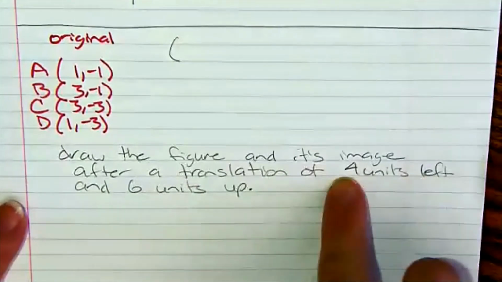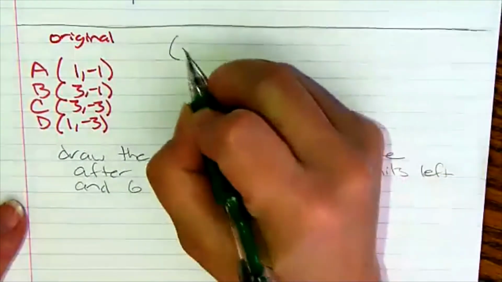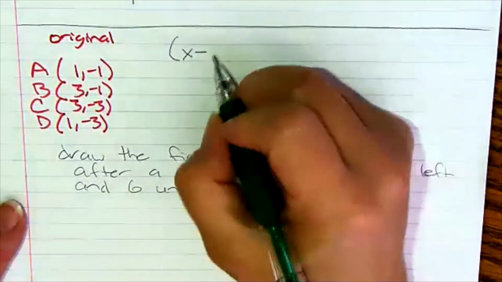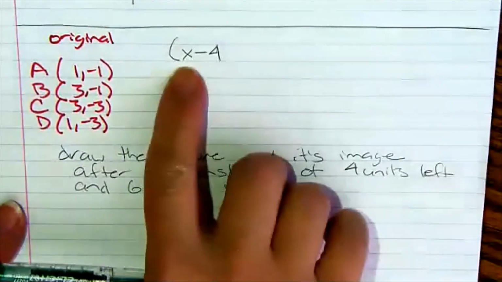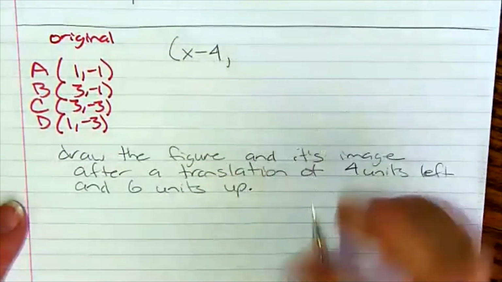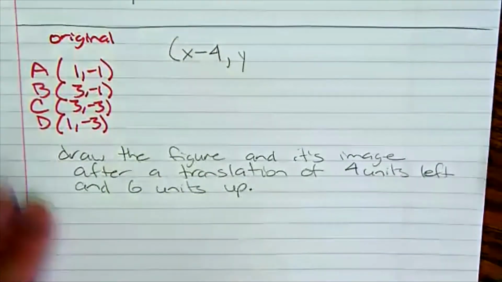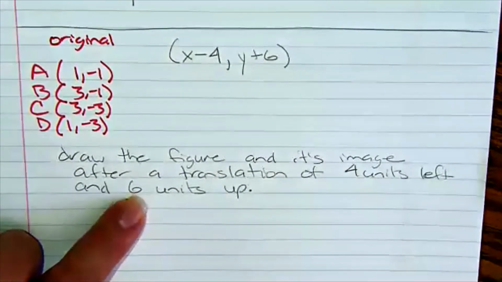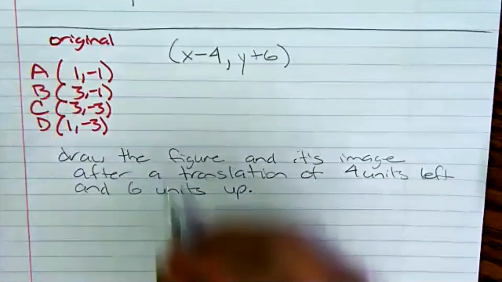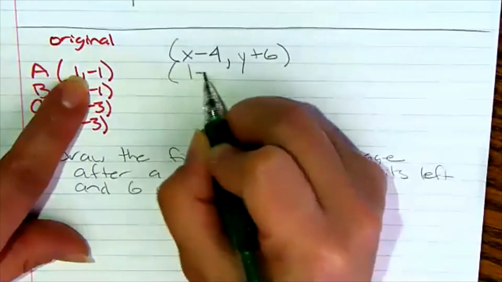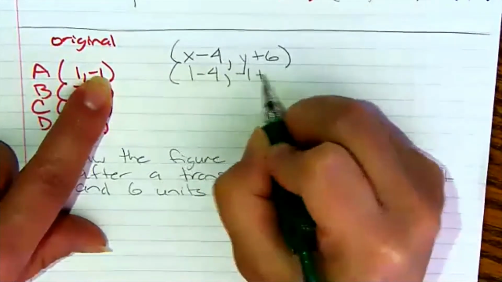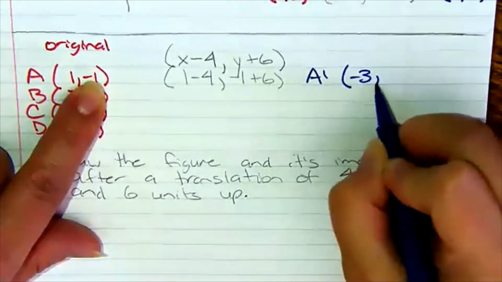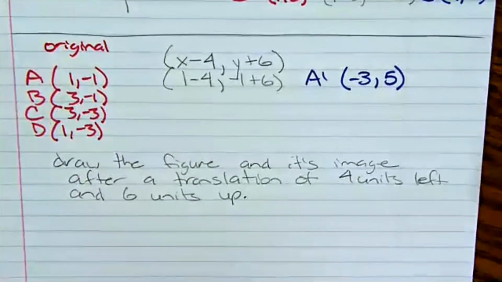4 units left. So remember, left and right is our x-axis. Left means subtract 4. So 4 units left is x minus 4. And then up and down is our y-axis, and we're going up 6 units. So that's positive 6. So now we're going to substitute these points in. 1 minus 4, -1 plus 6. And that's going to give us A prime: -3, 5.